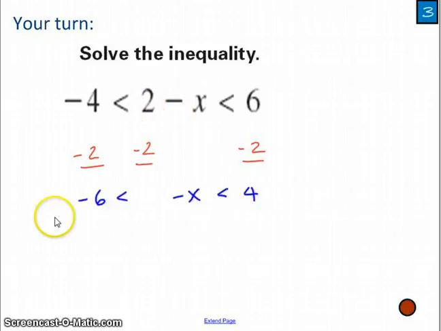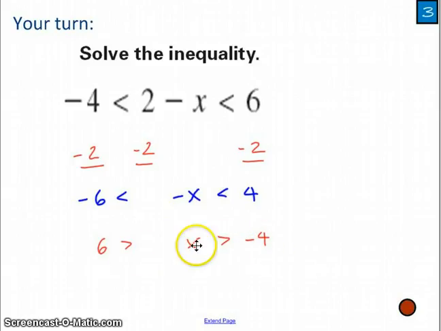So now on the left side I've got negative 6, on the right I've got 4, in the middle I still have negative x. I want positive x, not negative, so I'm going to divide everything by negative 1, which means the arrows change direction. And now I've got 6 is greater than x, which is greater than negative 4.